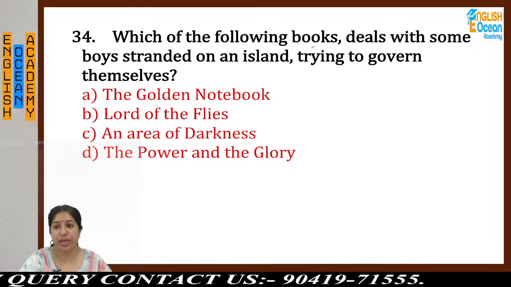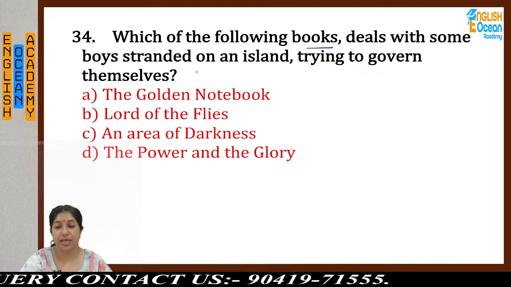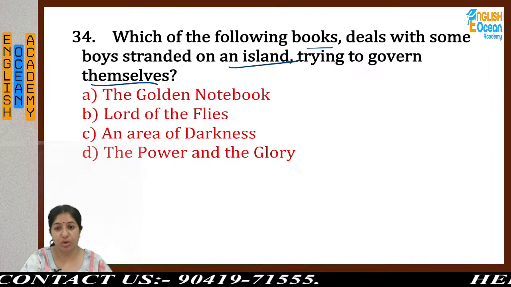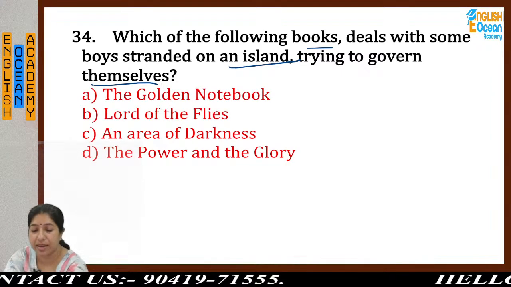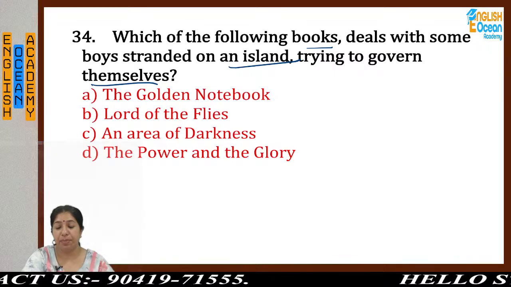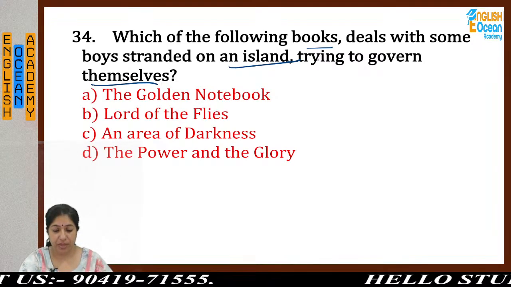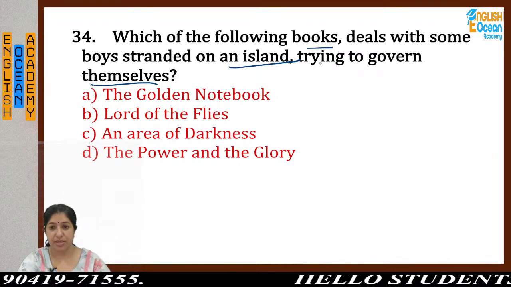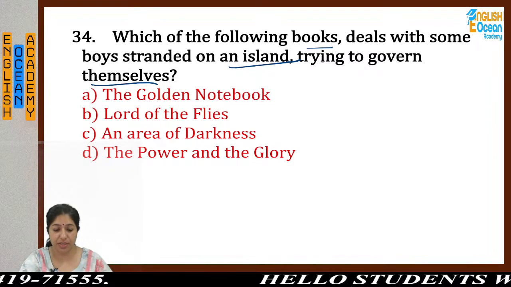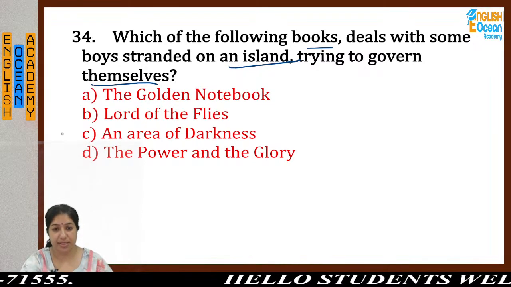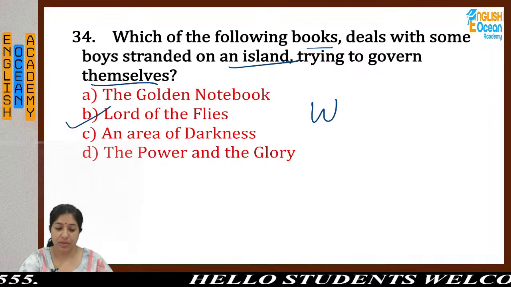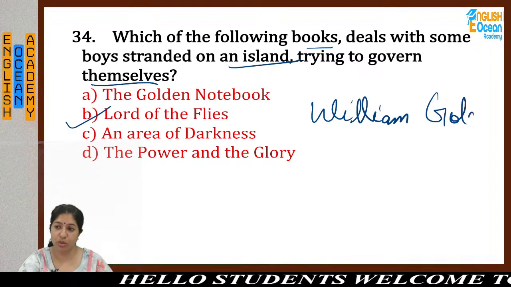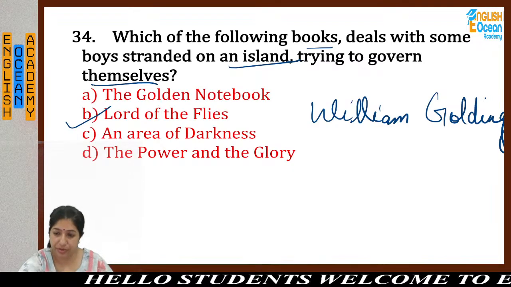Which of the following books deals with some boys stranded on an island trying to govern themselves? The Golden Notebook, Lord of the Flies, An Area of Darkness, or The Power and the Glory? Yes, William Golding's Lord of the Flies. Right, William Golding, the novel Lord of the Flies.